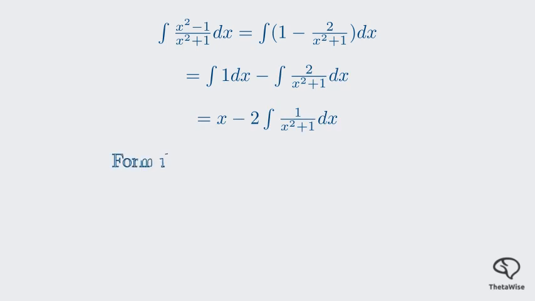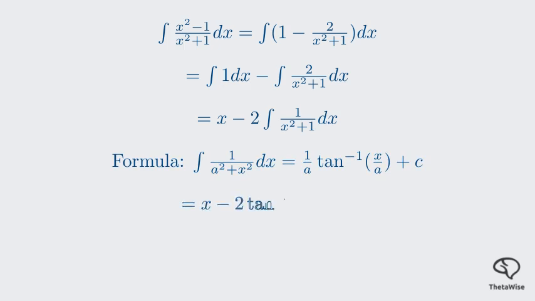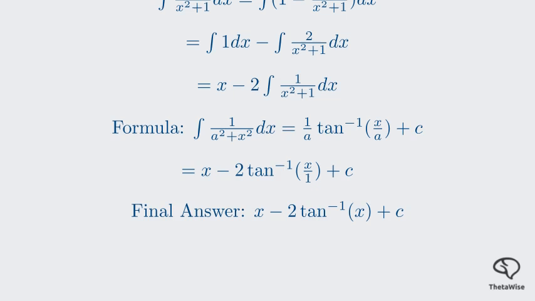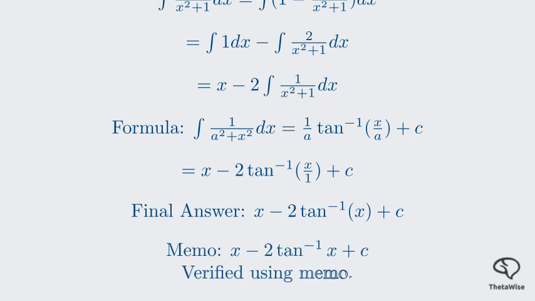The general formula is the integral of 1 over a squared plus x squared equals 1 over a times the inverse tangent of x over a plus c. In our case, a squared is 1, so a is 1. x squared is x squared, so x is x. Applying the formula, we get x minus 2 times the inverse tangent of x, and of course, plus our constant c. Our final answer is x minus 2 times the inverse tangent of x plus c. Comparing this with the memo, we see it matches perfectly. Verified using memo. Moving on to problem 3.